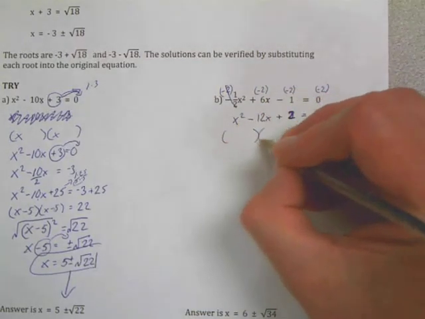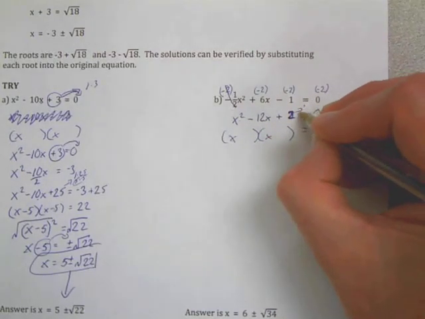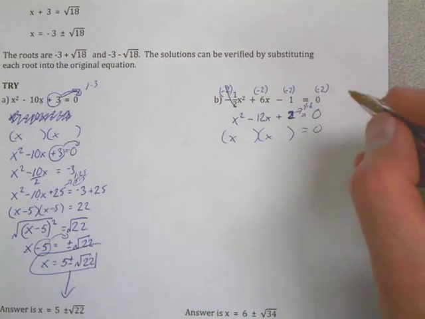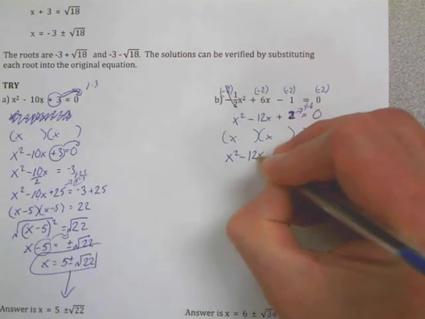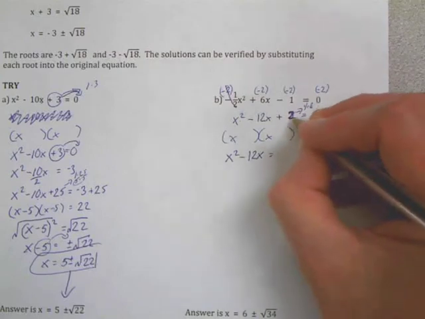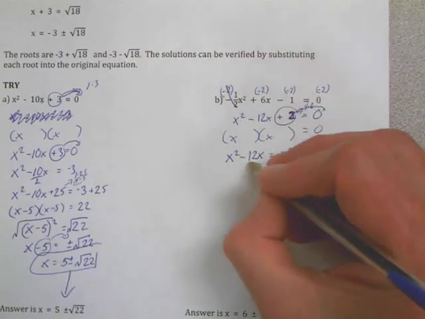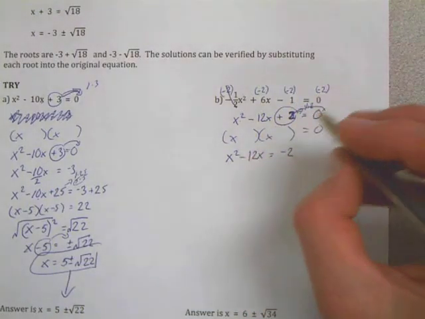X squared, factor it. X and an x. Numbers that give me 2 are 1 times 2. Will that equal 12? No. So I got to do the completing of the square. So x squared minus 12x is equal to, take the 2 positive, bring it over, negative 2. And then I'm going to complete the square.